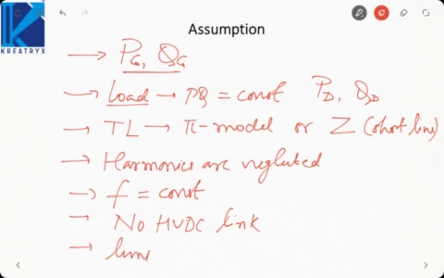Then we use a lumped network. We won't consider any parameter as distributed. We will lump the impedances into a single element. Okay. So these are the assumptions that we consider while doing the load flow analysis. Now let us understand the power flow equations at each bus, which is also called the load flow solution.